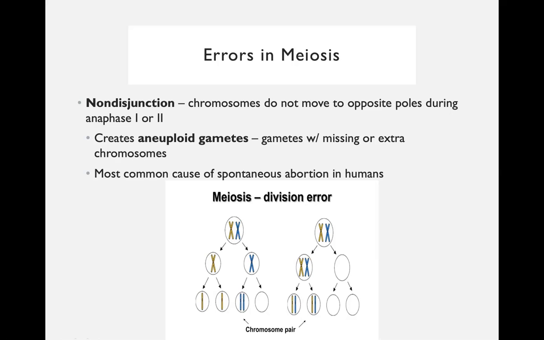And this is actually one of the most common causes of spontaneous abortion in humans. So either the egg or the sperm didn't form correctly and doesn't have the right amount of DNA in it. When the egg and sperm come together, they don't have the correct number of chromosomes, so the zygote really never gets going.